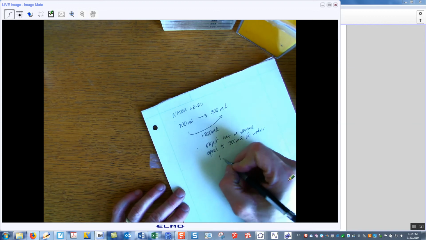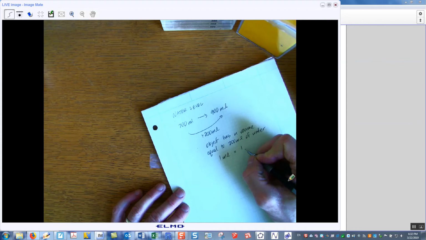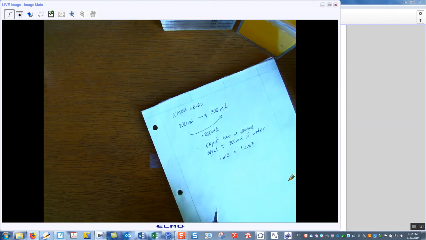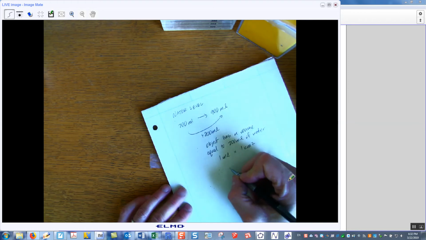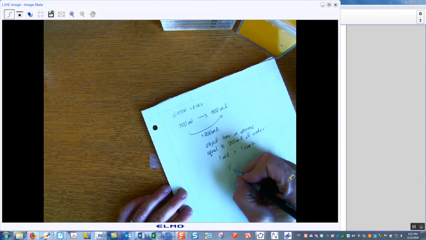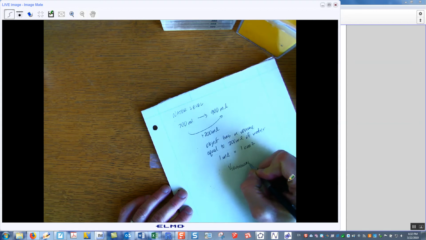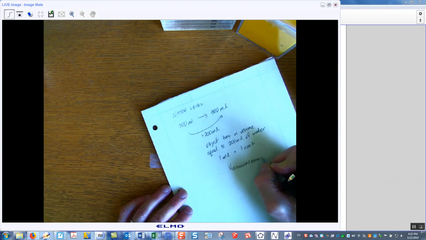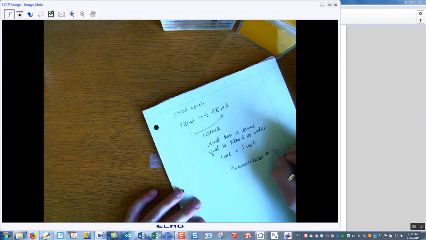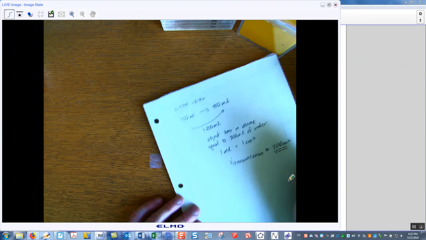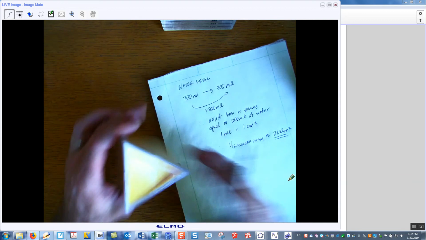But we know that 1 milliliter is 1 cubic centimeter of liquid. And so we can conclude that the volume, I guess, of the triangular prism must be, roughly, let's say, I'm going to make this a rough estimate, 200 cubic centimeters. Well, that's kind of interesting. Let's just see if it really is, right? Let's do direct measurement now.